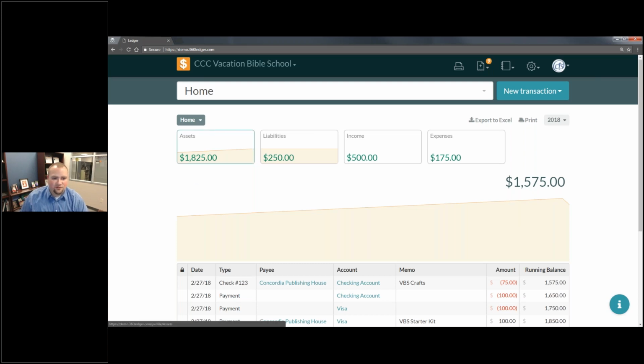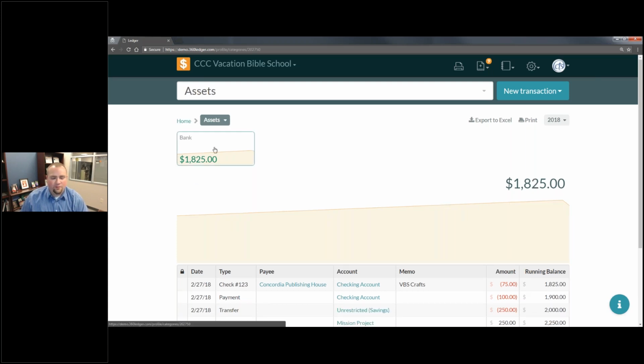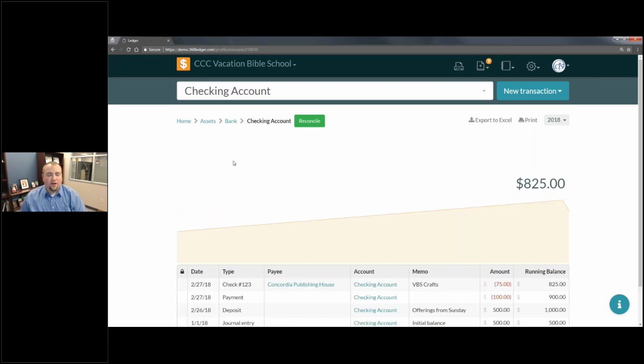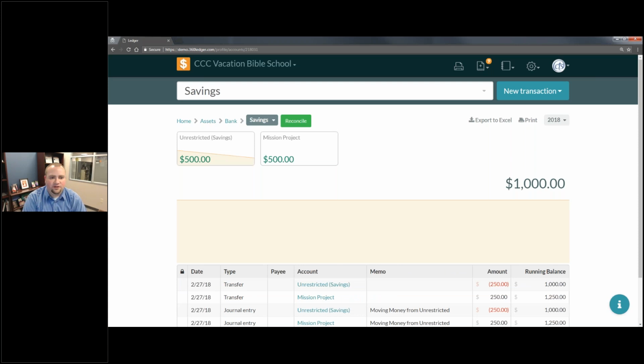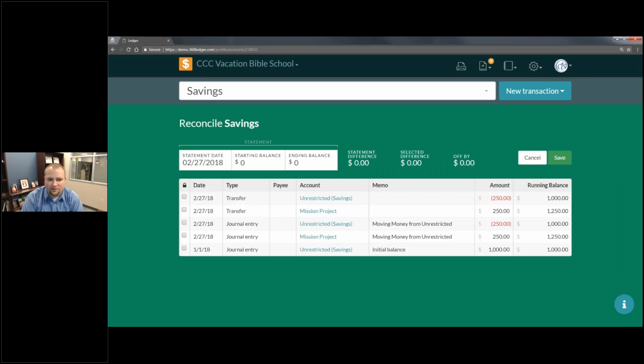So if you go to assets and we go to the bank account, and we go into our checking account, any asset account. Now, actually, let's go back. I want to show the savings account because we have other accounts underneath this, unrestricted admission fund. But this is our asset account. The money resides as a $1,000 total in the bank. So I get this reconcile button. And when I click reconcile, it takes me into the reconciliation mode.